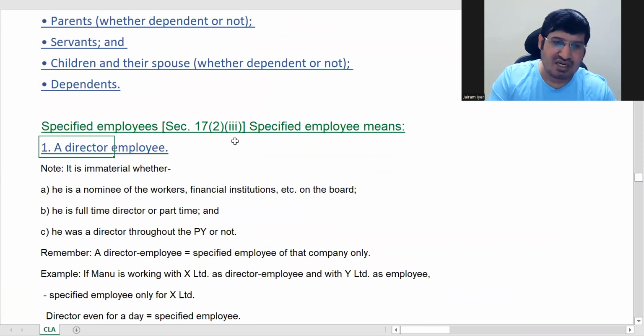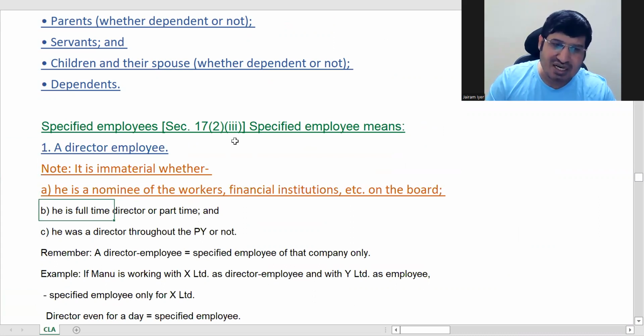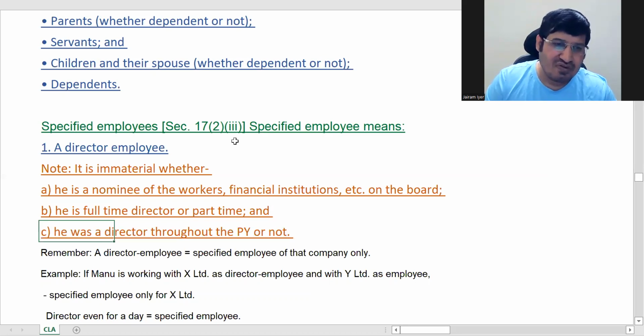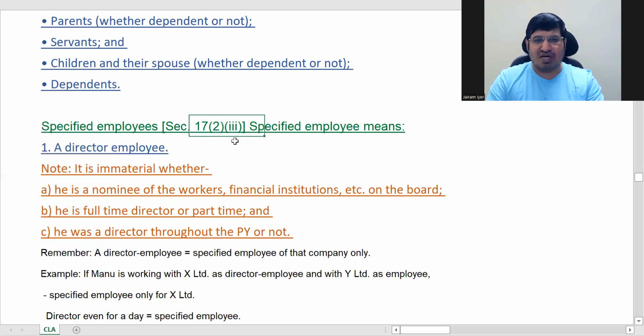So one, a director employee. If you are a director, it is immaterial whether you are a full-time, part-time director, nominee director, independent director, whatever. Any kind of director is a specified employee. If you're a director, then you will become a director employee. So specified employee means one is a director employee.